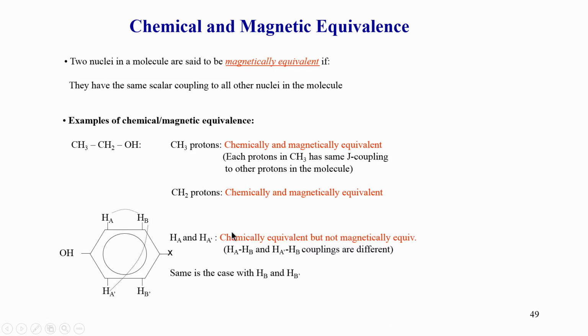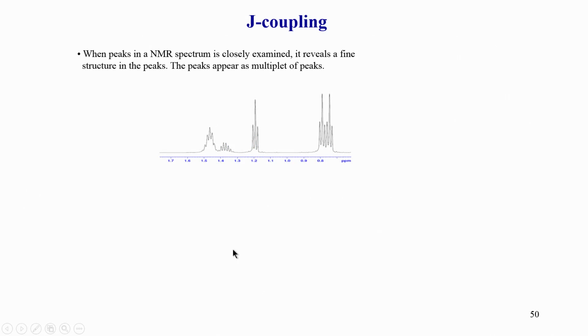This is a nomenclature typically used for denoting spin systems, which we will not go into in detail, but the idea is they are chemically equivalent. So, the chemical shift will be the same, but magnetically they are not equivalent. That does not affect much in the spectrum. So, we will not go into detail of magnetic equivalence, but what affects the most is J coupling, which is shown here.